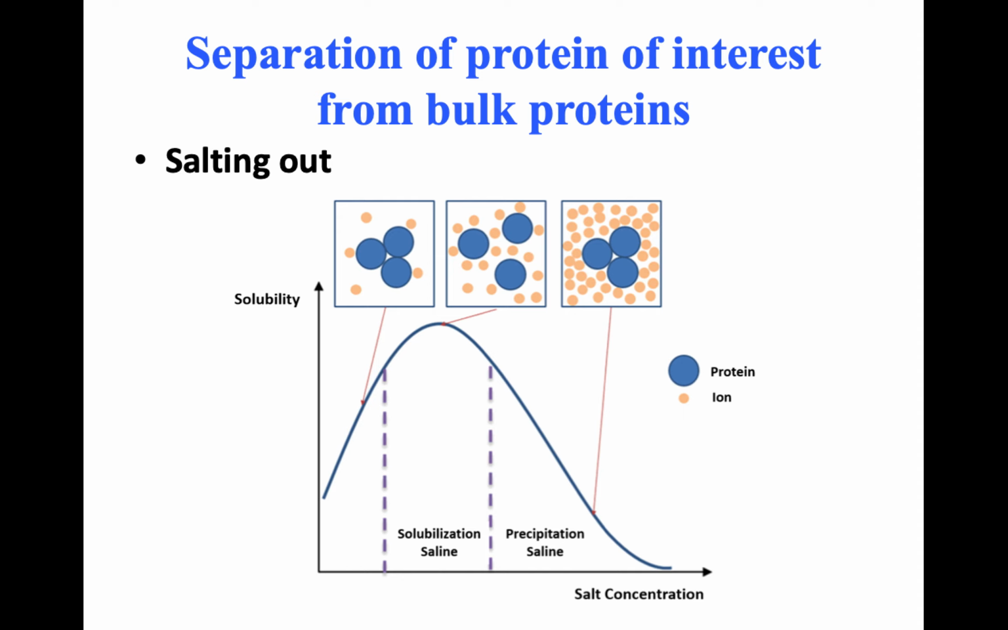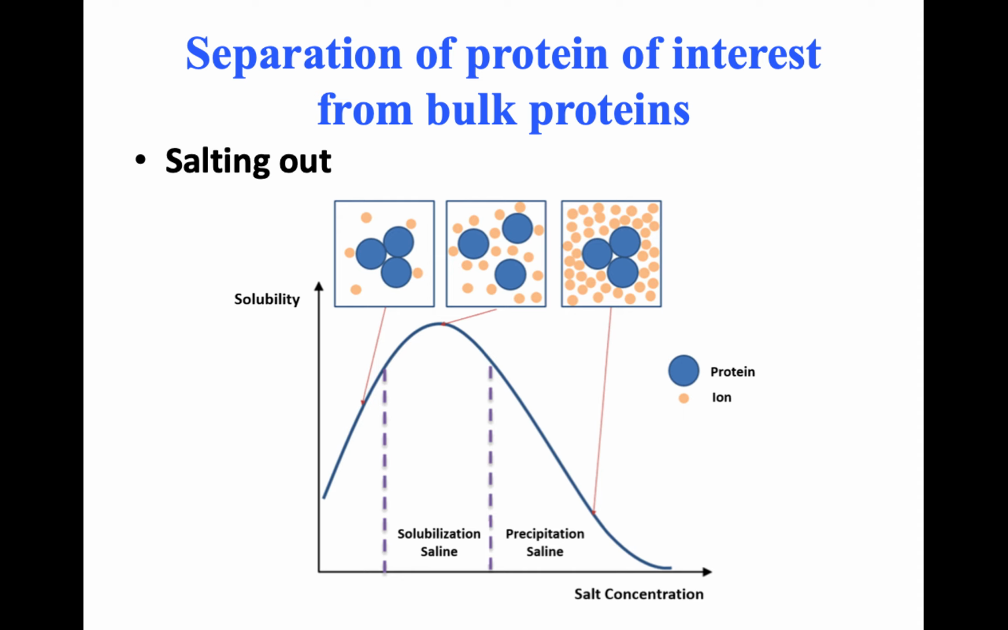But this ammonium sulfate has two roles over here. If you add a low concentration of ammonium sulfate to the protein sample, it is going to increase the solubility of the proteins. But if you add ammonium sulfate at a higher concentration, it is going to result in protein precipitation. So at the low concentration, ammonium sulfate increases the solubility of the proteins, but at the higher concentration, it is going to precipitate the proteins.